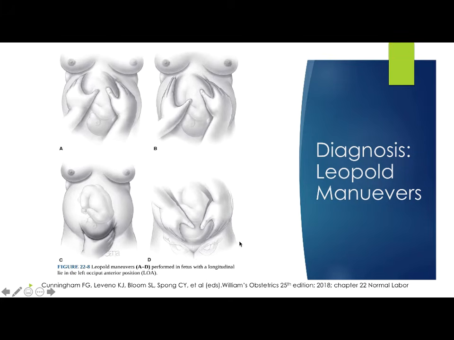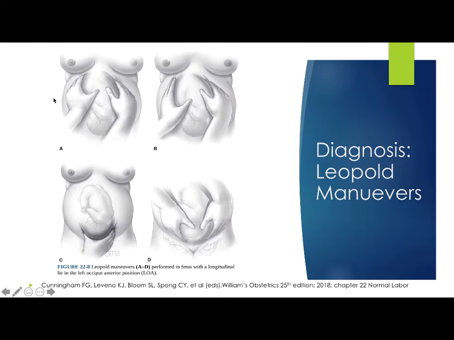In doing your Leopold maneuver, the mother will lie supine and positioned with her abdomen bared. These maneuvers may be difficult to perform and interpret if the patient is obese, if the amniotic fluid volume is excessive, or if the placenta is anteriorly implanted.